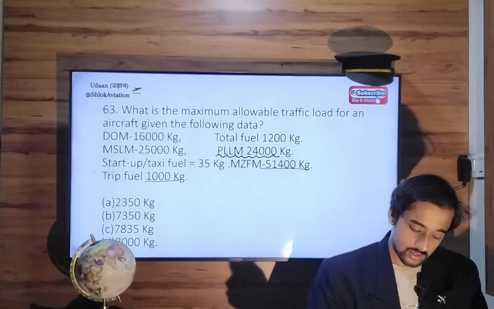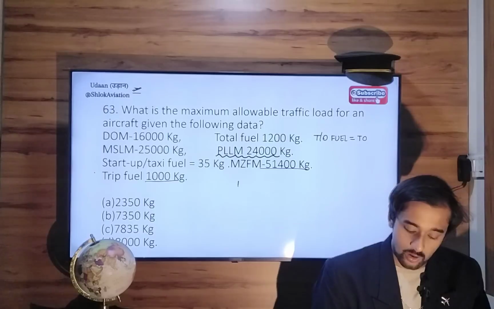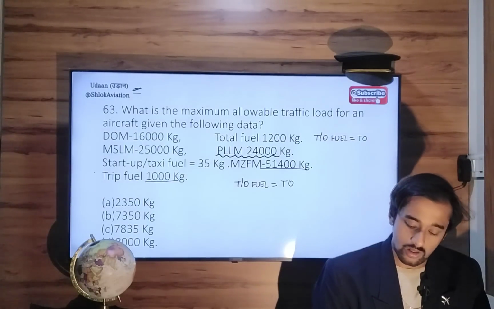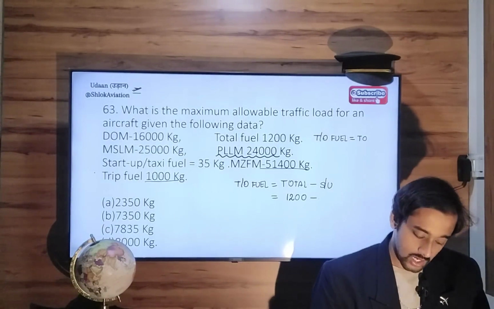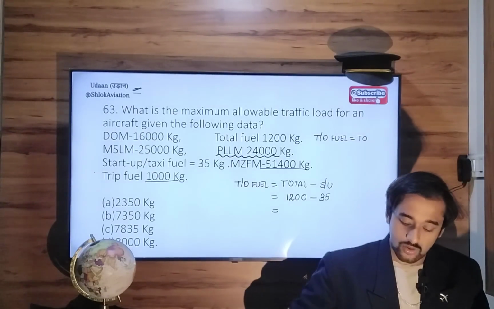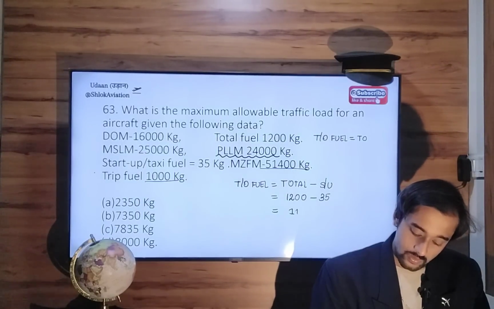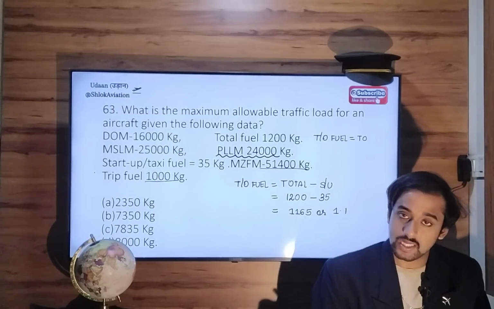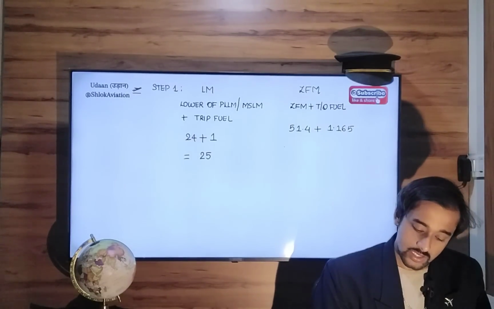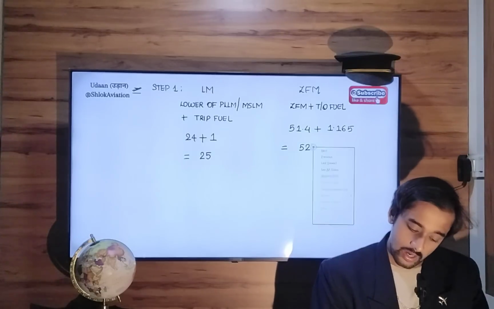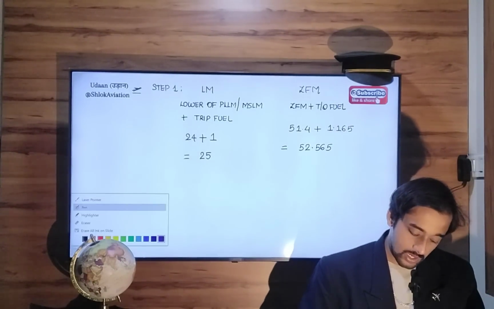Takeoff fuel is not given directly, but we can find out takeoff fuel by following the formula. Takeoff fuel equals total fuel minus startup and taxi fuel. Total fuel is 1200. Startup taxi fuel is 35 kg only. So 1200 minus 35 should be 1165, or 1.165 when you divide it by 1000. So 51.4 plus 1.165 is equal to 52.565. Okay. So now you have the second possible takeoff value.